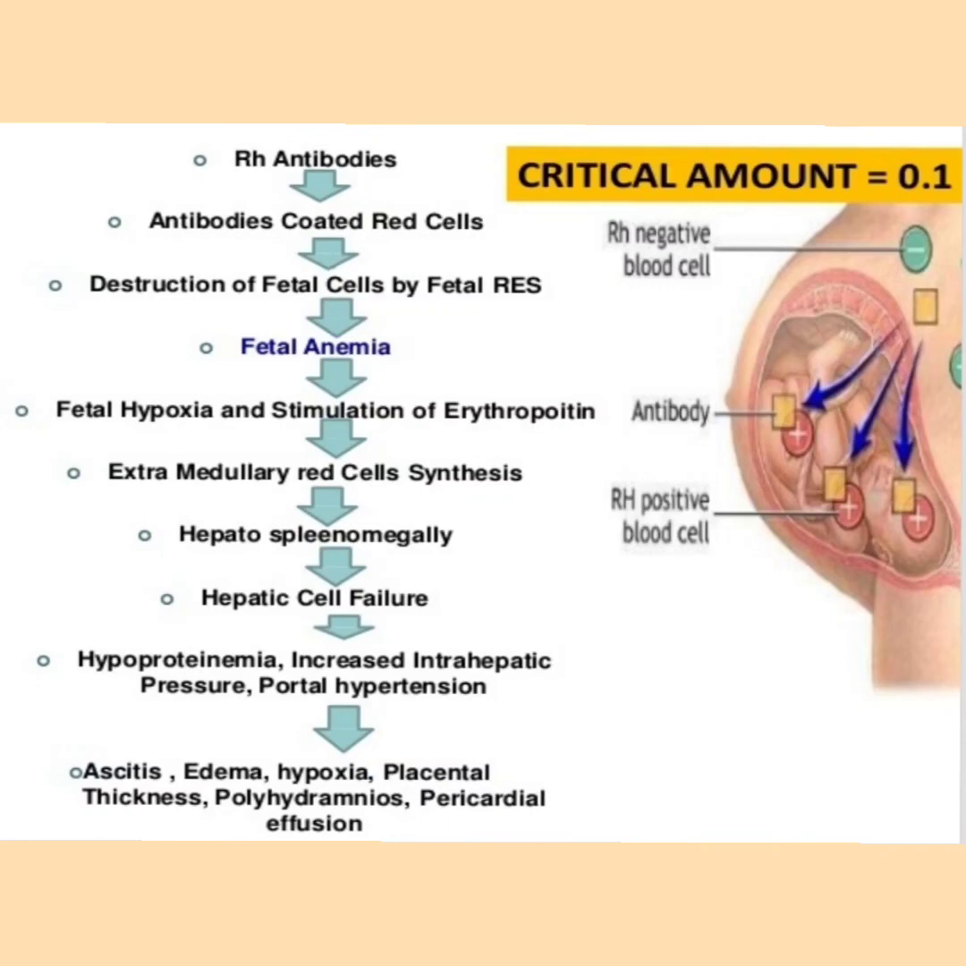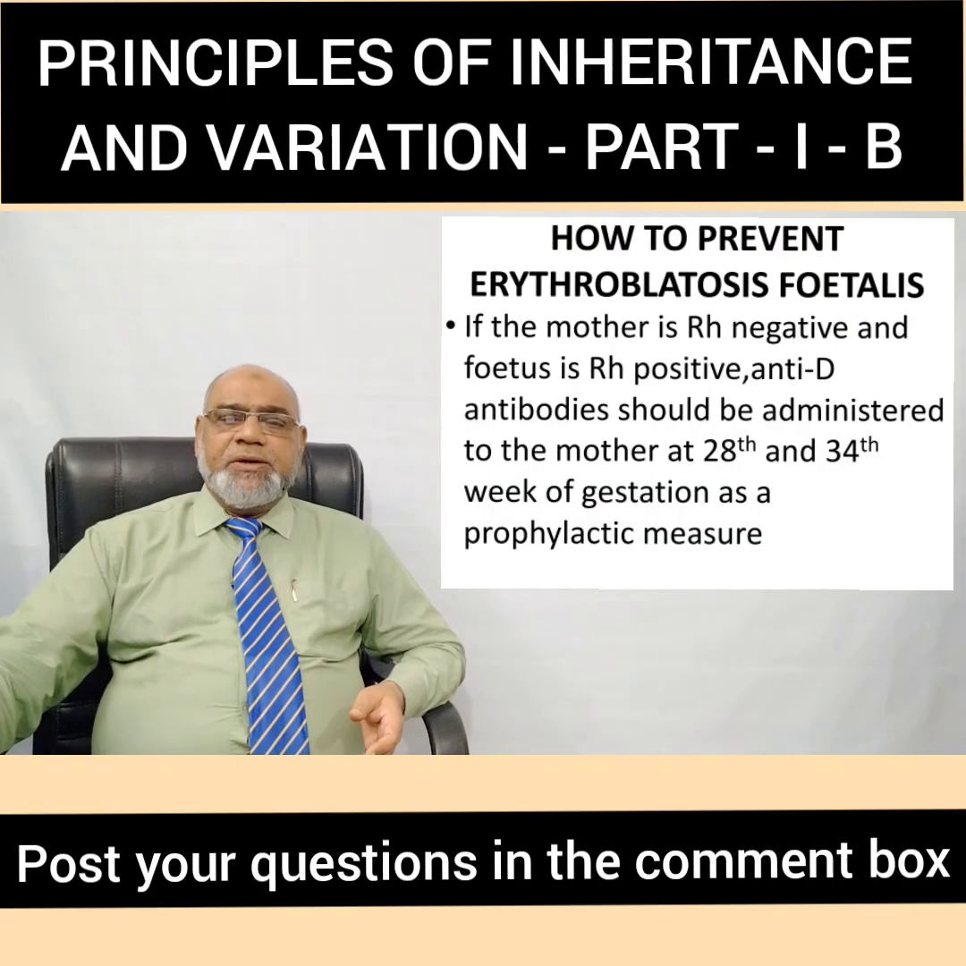There is hepatic cell failure resulting in hypoproteinemia, increased intrahepatic pressure and portal hypertension. Because of this, the fetus may have ascites, edema, hypoxia, placental thickness, polyhydramnios and pericardial effusion.